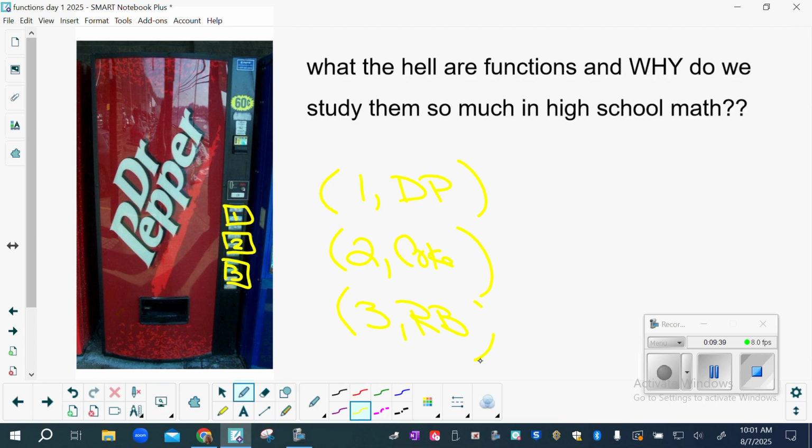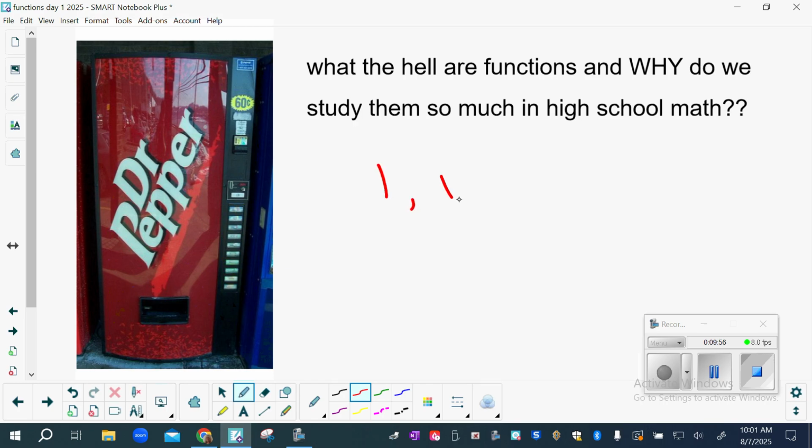What do you think? Yeah, it's a function. It's predictable. Those buttons match with those things each and every time. It's predictable. We're feeling pretty good about ourselves. How about this? What if I do this instead? I go and I push button number 1 and I get delicious Dr.